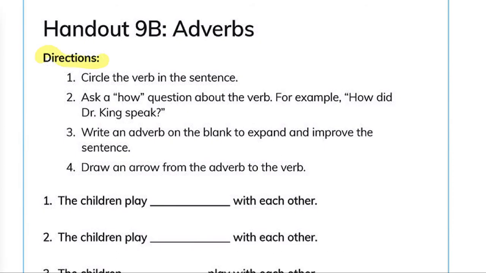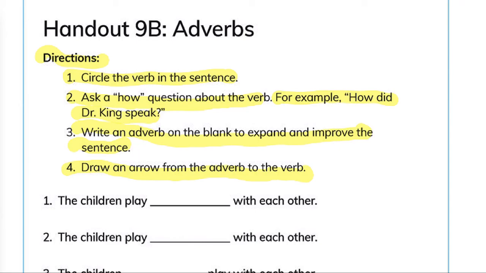The directions say, 1, circle the verb in the sentence. So we're going to circle the action word. 2, ask a how question about the verb. For example, how did Dr. King speak? Then we're going to write an adverb on the blank to expand and improve the sentence. Then we're going to draw an arrow from the adverb to the verb to show the connection.